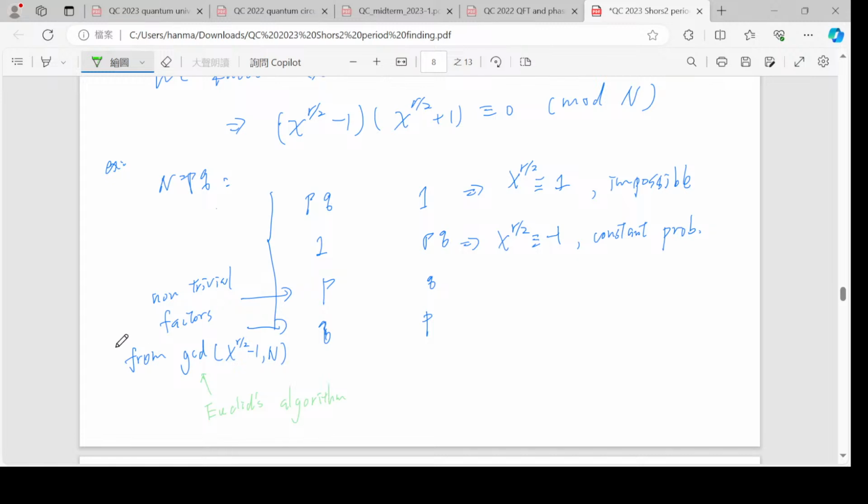So in those 2 cases, you see that X^(R/2) - 1 has a non-trivial factor of n, and you can calculate it by calculating this GCD, the greatest common divisor between X^(R/2) and n, and X^(R/2) - 1 and n. And GCD can actually be calculated very efficiently. We don't know how to do factoring efficiently, but if we have two things, then we can find the greatest common divisor very fast. It's by the so-called Euclid's algorithm.